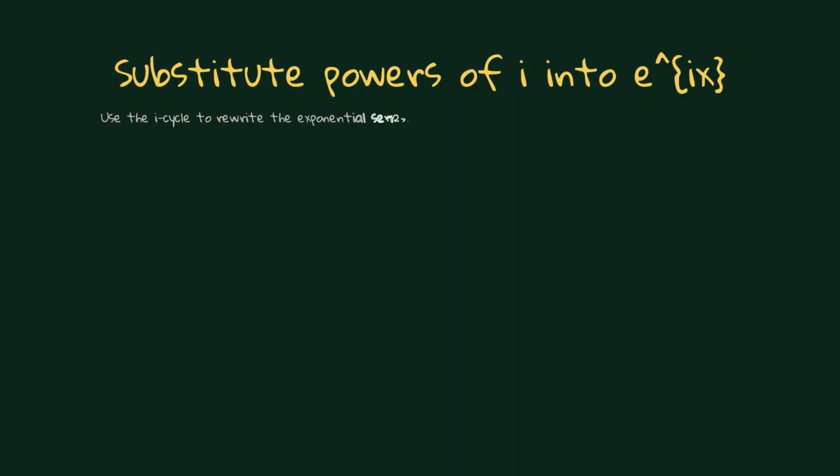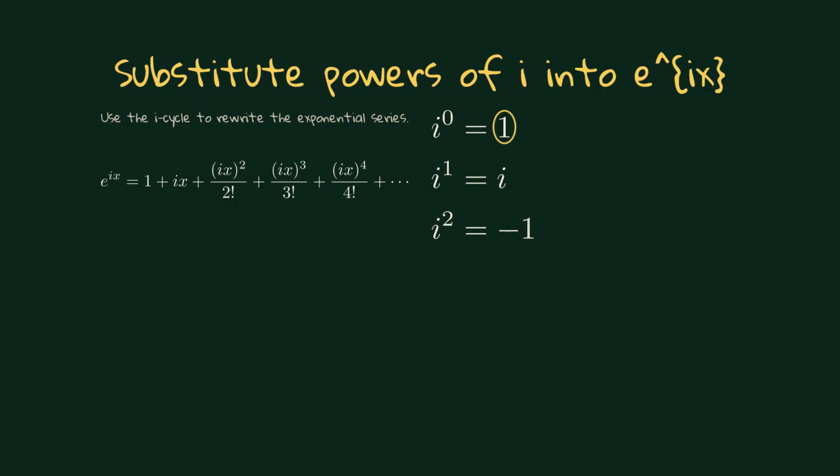Now use the cycle of powers of i. i to the 0 is 1. i to the 1 is i. i to the 2 is -1. i to the 3 is -i. i to the 4 is 1 again. So the series changes shape.